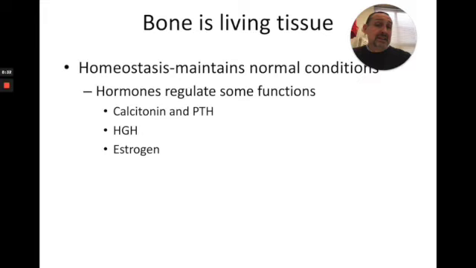Homeostasis just means maintaining internal conditions. And if bone is living, and it is, because it grows, it has metabolism, it has homeostasis and all these other traits, just like any other living cell, bone cells maintain homeostasis. And sometimes that homeostasis is regulated by hormones. Calcitonin deposits calcium into bone. Parathyroid hormone helps remove calcium from bone. Human growth hormone helps your bones to grow longer, and estrogen stimulates your osteoblasts to build more bone.